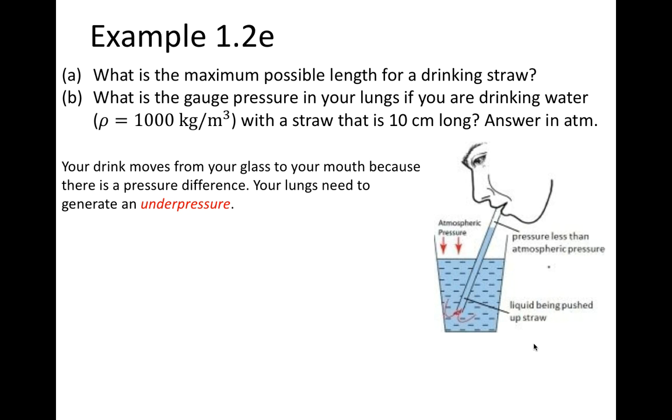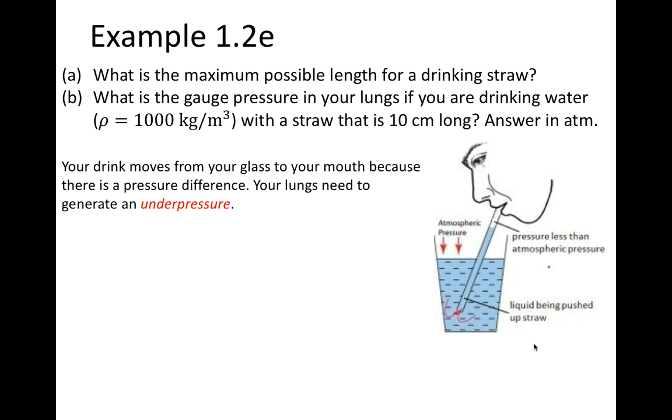It's important to understand that your drink does not travel up the straw because of your action, sort of. When you drink through a straw, you do so by expanding your lungs and creating an underpressure. This is actually the atmospheric pressure that pushes the drink up the straw. It does this because of the pressure difference between the atmospheric pressure and the pressure inside of your mouth.